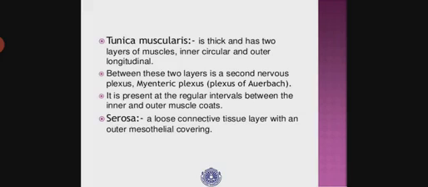Coming to the tunica muscularis, it is thick and has two layers of muscles, inner circular and outer longitudinal. And between these two layers, there is a second nervous plexus called the myenteric plexus, also referred to as the plexus of Auerbach. It is present at regular intervals between the inner and outer muscle coats. Serosa is the outermost layer, consisting of a loose connective tissue layer with an outer mesothelial covering.